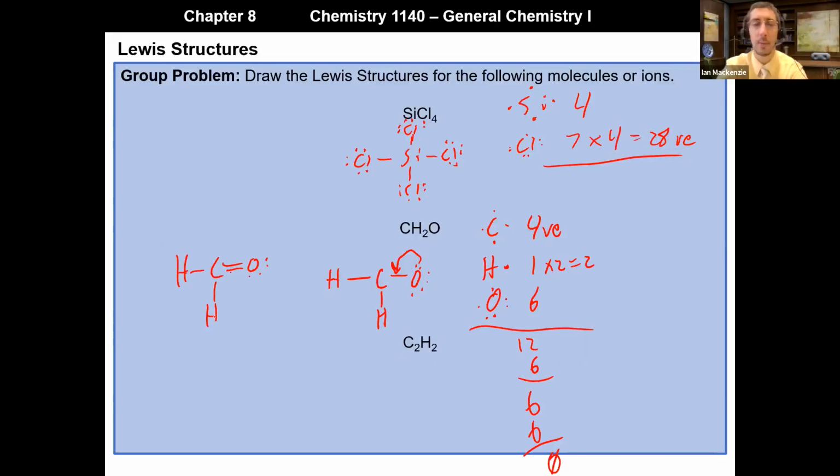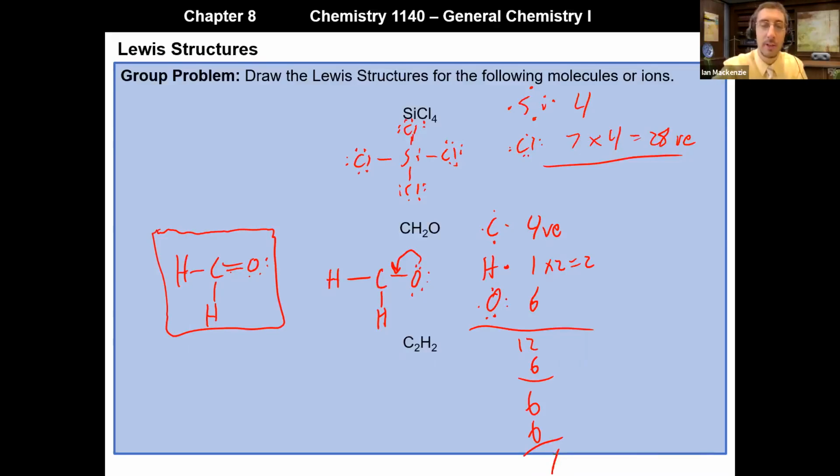where now carbon has 4 bonds around it, that's 8 electrons, and oxygen still has 8 electrons around it, 2 bonds and 2 lone pairs. And so this would be a valid structure for this compound.